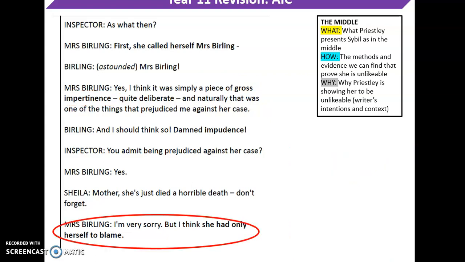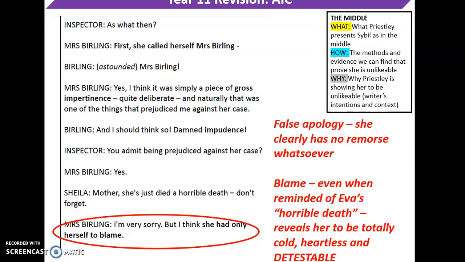And lastly, perhaps the most telling piece of evidence at all. I'm very sorry, but I think she had only herself to blame. Well, firstly, it's a false apology. Clearly, she has no sorrow or remorse whatsoever for what she has done. In fact, far from taking on board any responsibility, she is blaming the girl for her death, even when Sheila has reminded her mother that Eva's death is horrible.